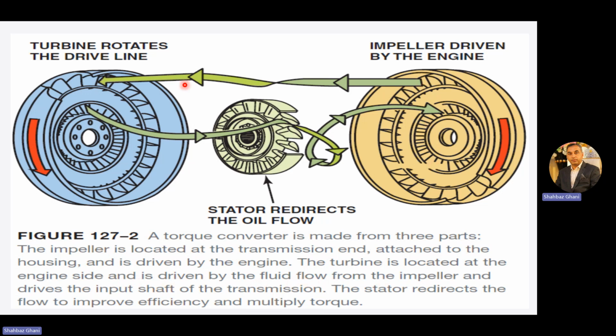So this is the fluid flow from the impeller which is driving this turbine, and the turbine drives the input shaft of the transmission, which is here. The stator redirects the flow to improve the efficiency and multiply torque. So the basic function of the stator is to redirect the flow and multiply the torque.